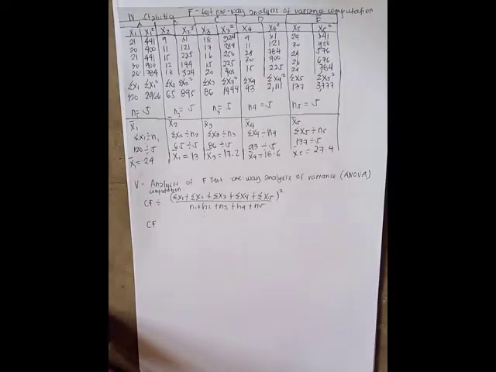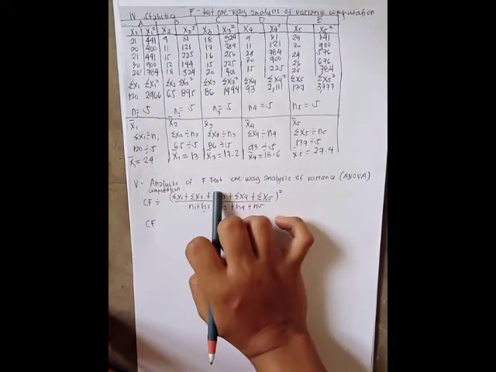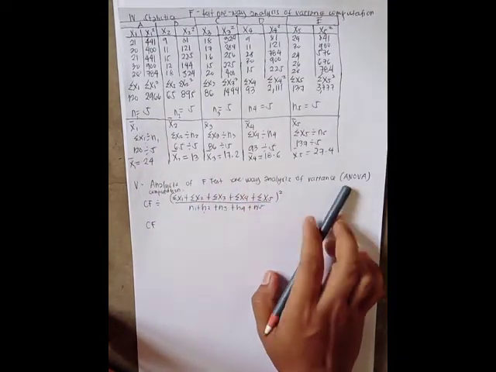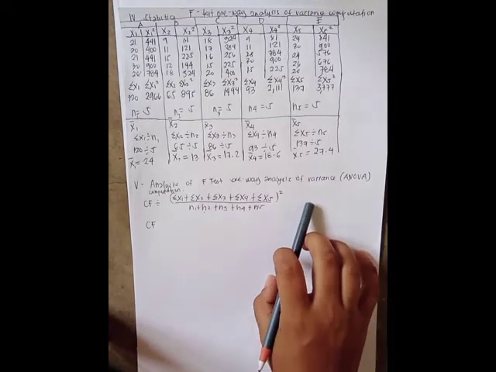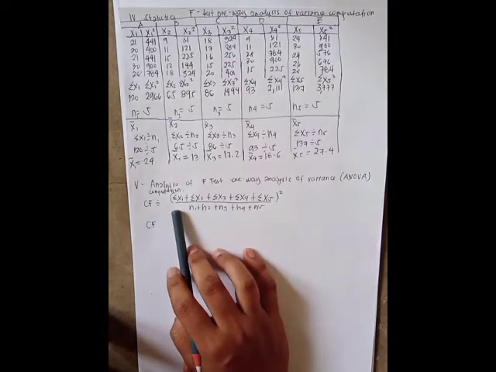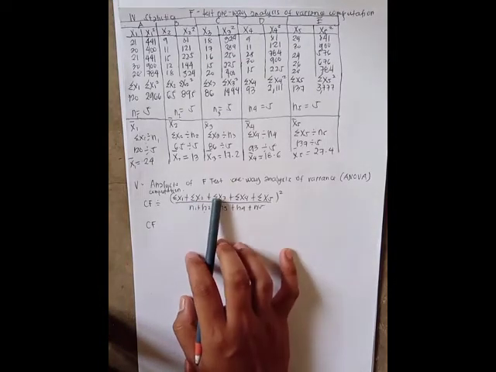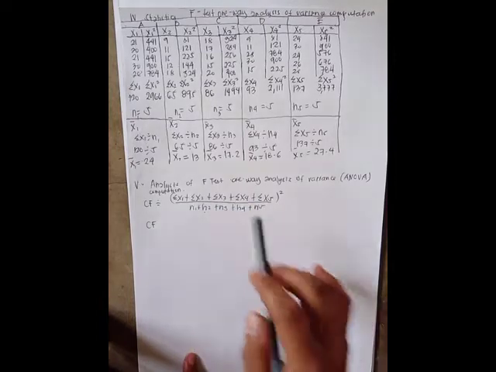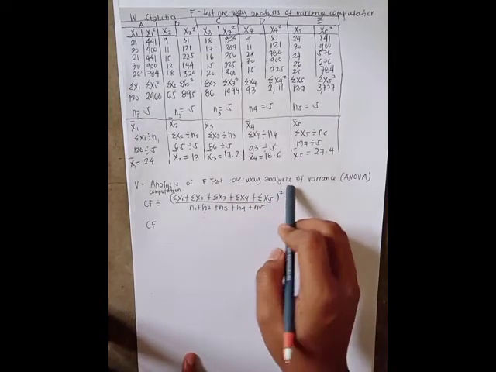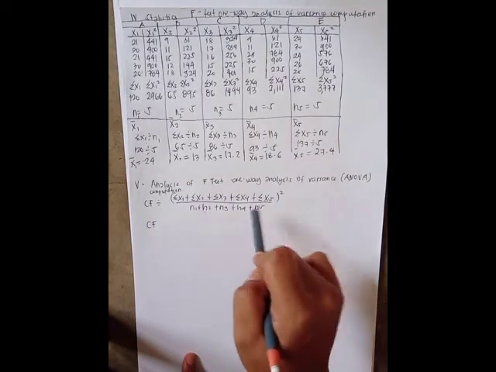This time we are in the 5th step. So we have here the analysis of F-test, one-way analysis of variance, or the ANOVA. So we're going to compute. We need our sigma x1, sigma x2, sigma x3, sigma x4, sigma x5, and we square it, then divide it with our n1, n2, n3, n4, and n5.